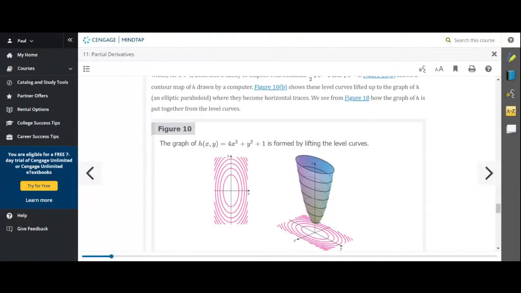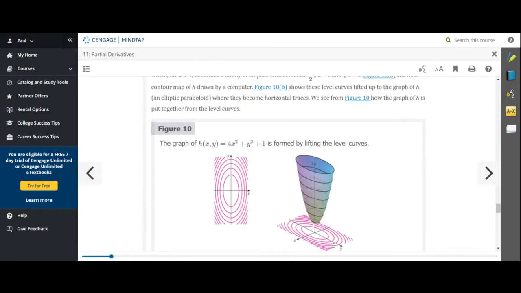All right, so chapter 11 deals with partial derivatives. That's actually the title of chapter 11: partial derivatives. And what we're looking at here is figure 10 in section 11.1. In section 11.1, basically what you're doing is you're trying to study further functions of several variables.